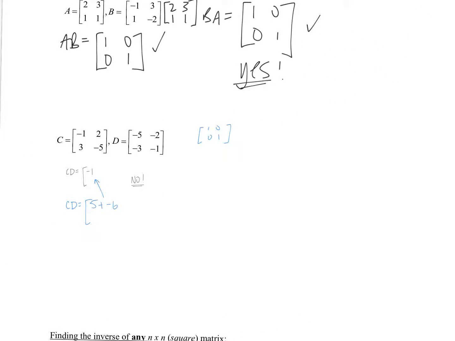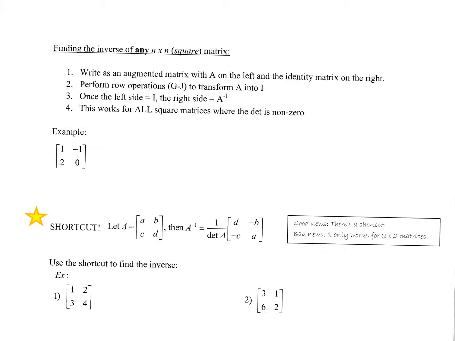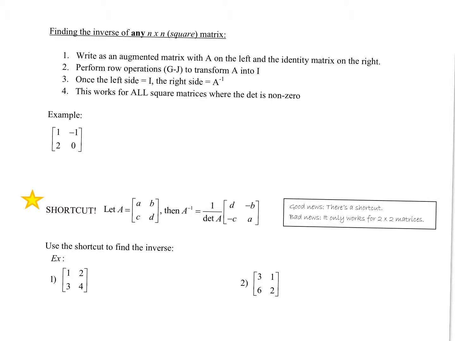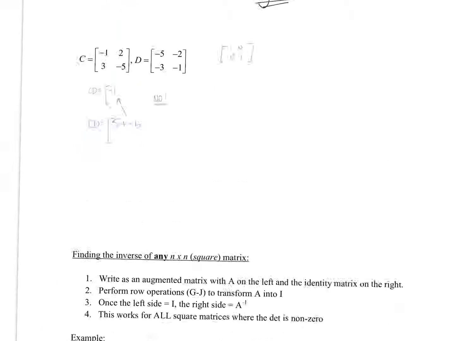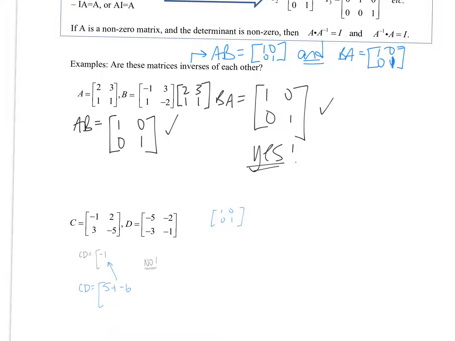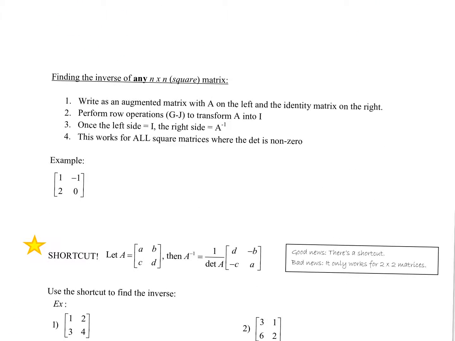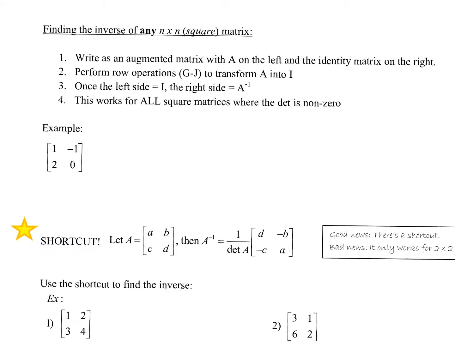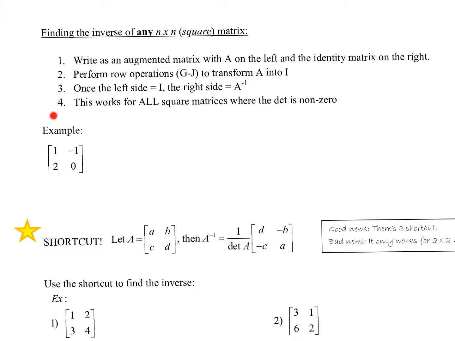Okay, a little bit more in terms of inverses. How do you find the inverse? So difference between that question and this one. This question is, are they inverses? Now we're actually given a matrix and we have to find the inverse. So all of your steps are written up here in order, as an augmented matrix with A on the left and the identity matrix on the right.